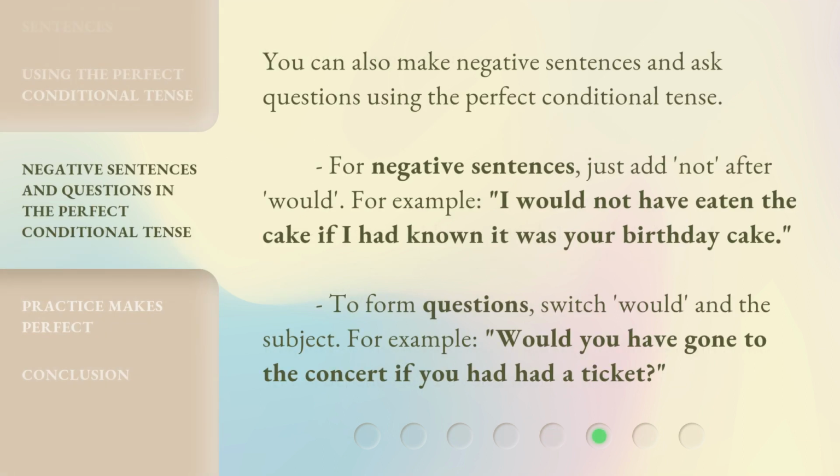You can also make negative sentences and ask questions using the perfect conditional tense. For negative sentences, just add not after would. For example, I would not have eaten the cake if I had known it was your birthday cake. To form questions, switch would and the subject. For example, would you have gone to the concert if you had had a ticket?